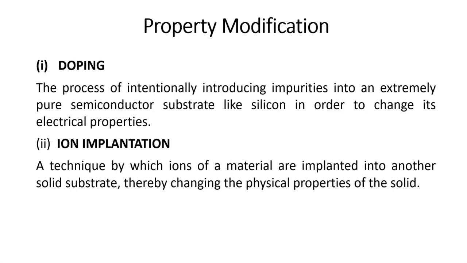So the first one is property modification. Property modification is of two types. The first one is called doping and the second one is ion implantation. Doping is the process of intentionally introducing impurities into an extremely pure semiconductor substrate like silicon in order to change its electrical properties.